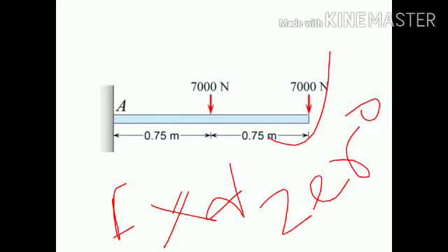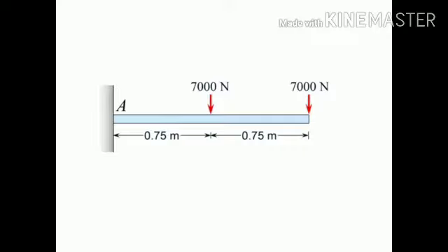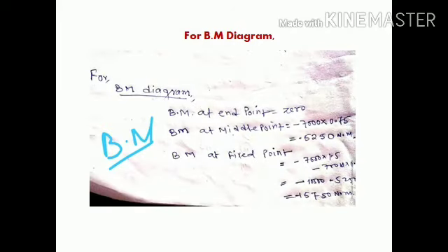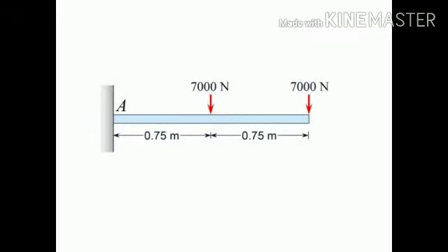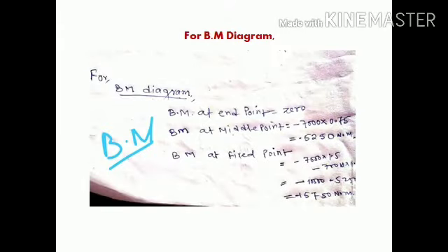Again, the distance from the free end to the middle of the span is 0.75. Then the BM at the middle of the beam, taking the force from the free end side of this section, is minus 7,000 into 0.75. We can easily calculate the value. The value is 5250 Newton meter.